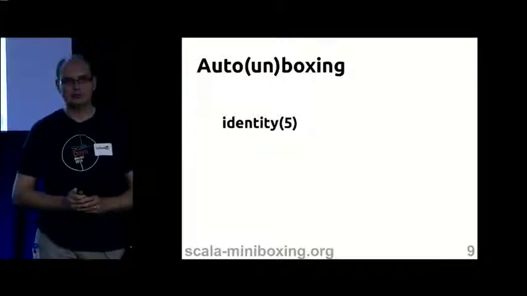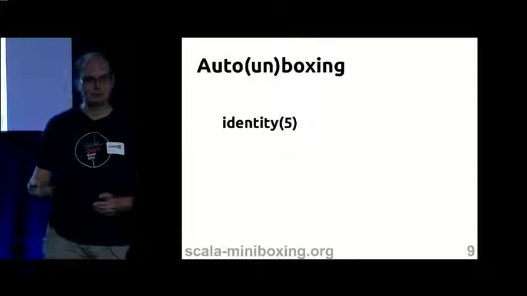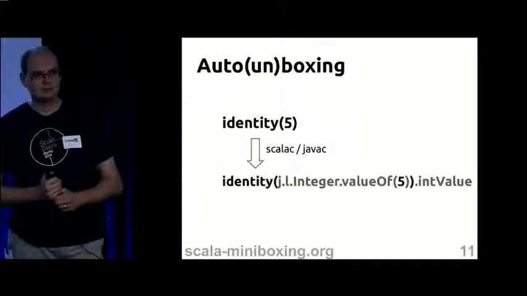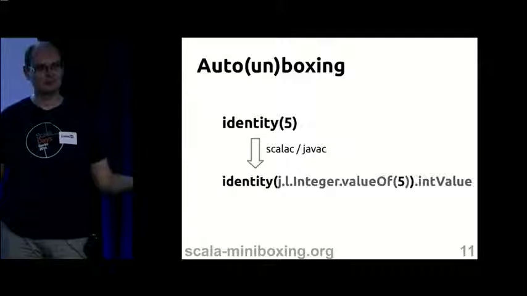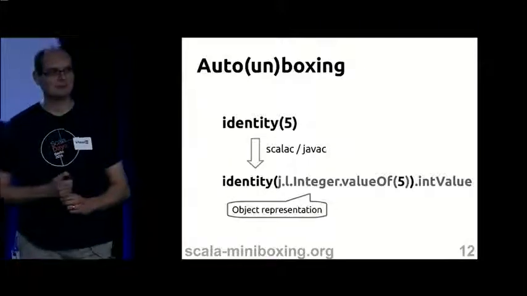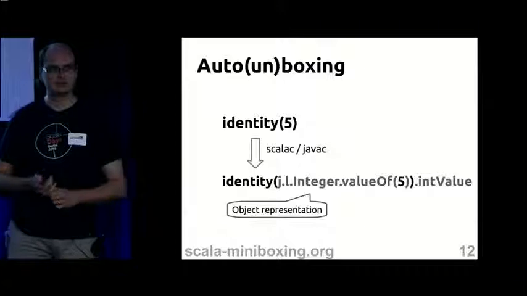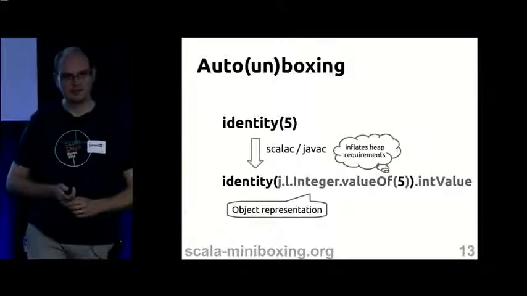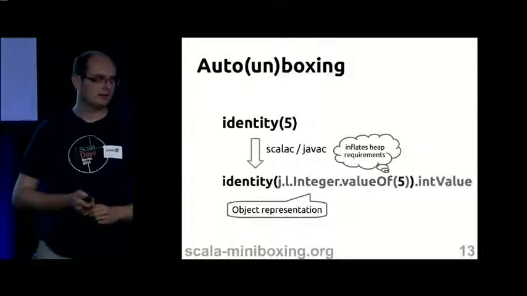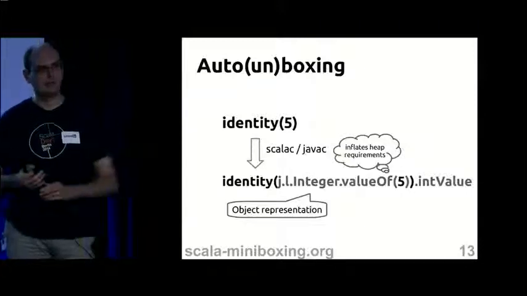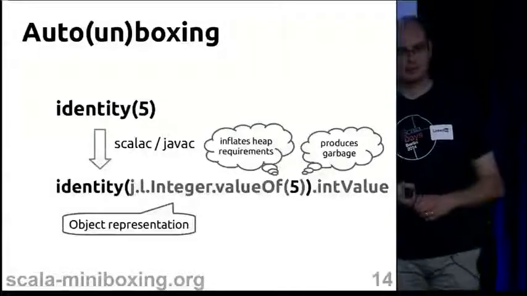So let's take identity of 5. That's running identity, executing with parameter 5, and we get that compiled with scalac. Well, this is what you get. I guess everybody in the room got that and hates it. This basically uses java.lang.Integer, which is the object representation for the integer 5, and then it unboxes it using intValue. So basically what this does is inflate the requirements on the heap, because you allocate an object header on the heap. That's pretty annoying. And then it also creates garbage, which you need to collect, that pauses your program in the middle of execution.